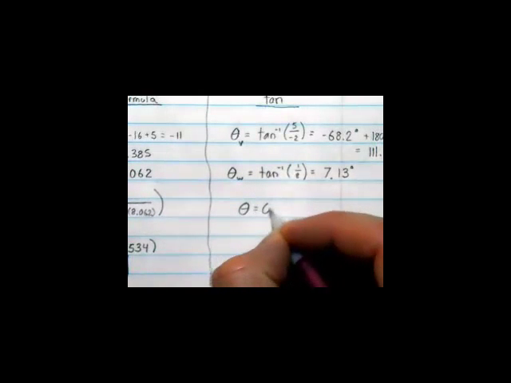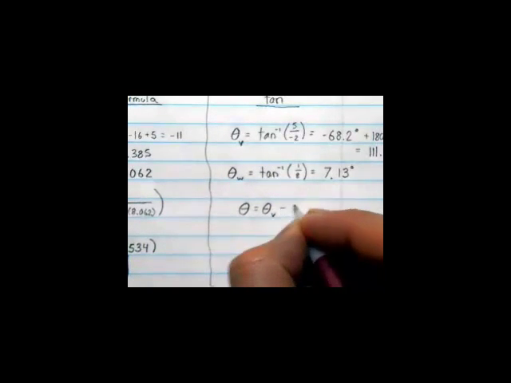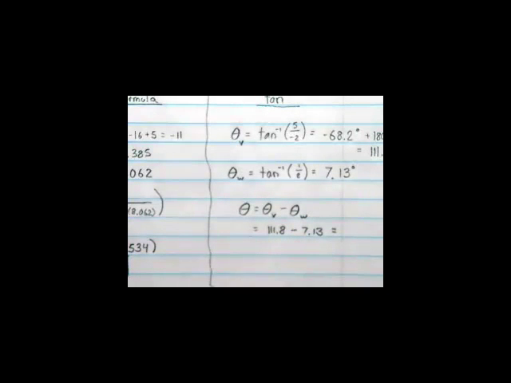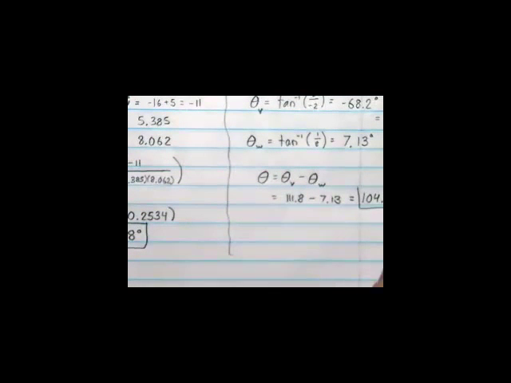Okay. So, the difference between these two, so theta is going to be the bigger one minus the smaller one. So it's going to be 111.8 minus 7.13. So I got 104.67. So there's some rounding apparently that happened. But you get the idea though, right? It's coming out to the same thing essentially.